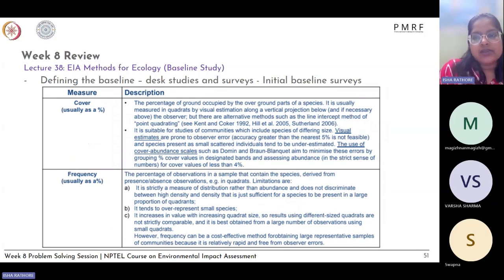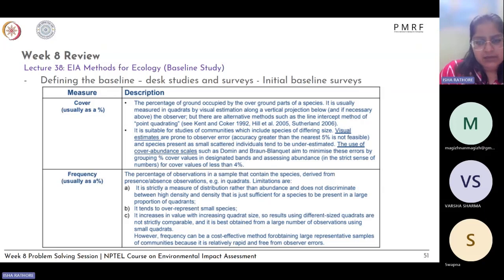Then cover is basically the percentage of ground occupied by the different species. So that is expressed as cover. And then again, under this, you can also have different methods. So you can go through them in detail in the lecture.